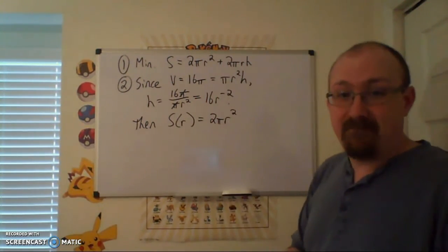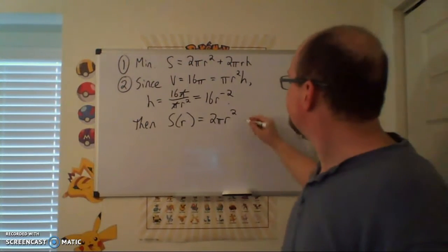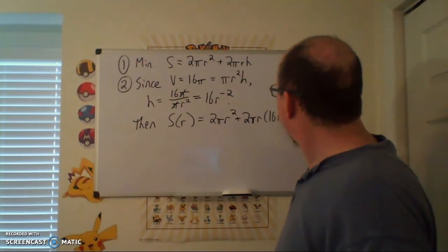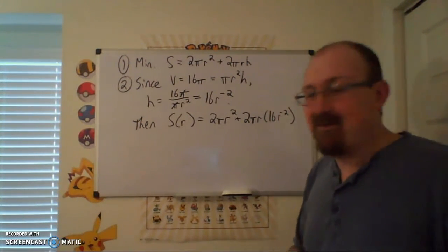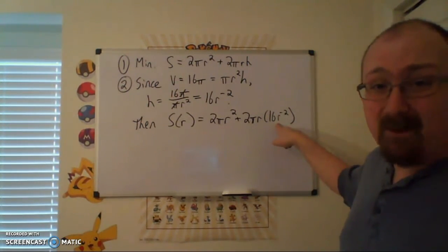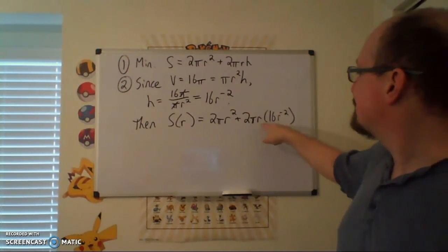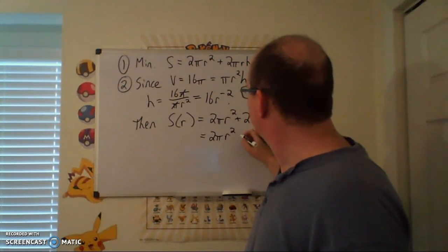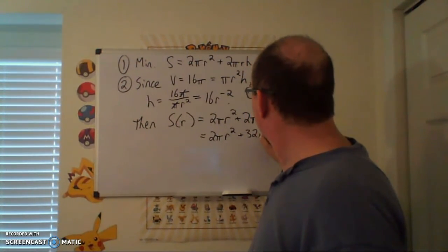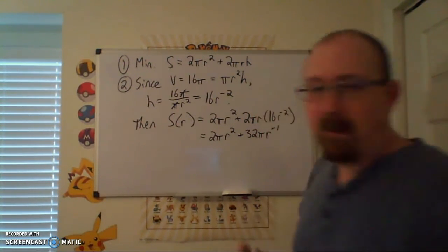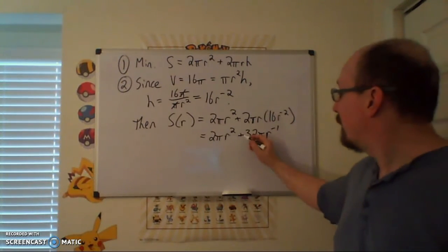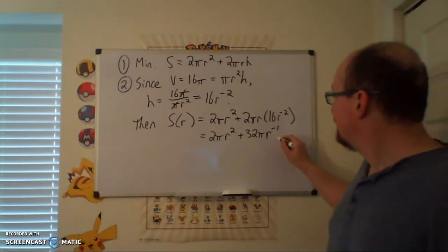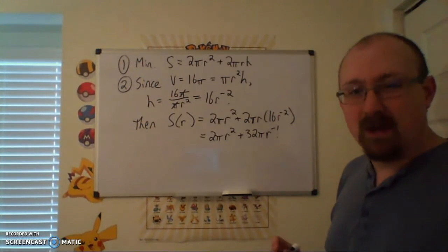So the first part of our objective function doesn't change. It's still 2 pi r squared. Where it does change is instead of having h here, we feed in the formula that we just came up with. So that's 2 pi r times 16r to the negative second. A little algebraic razzmatazz, and we've got 2 pi r squared plus 32 pi r to the minus first.